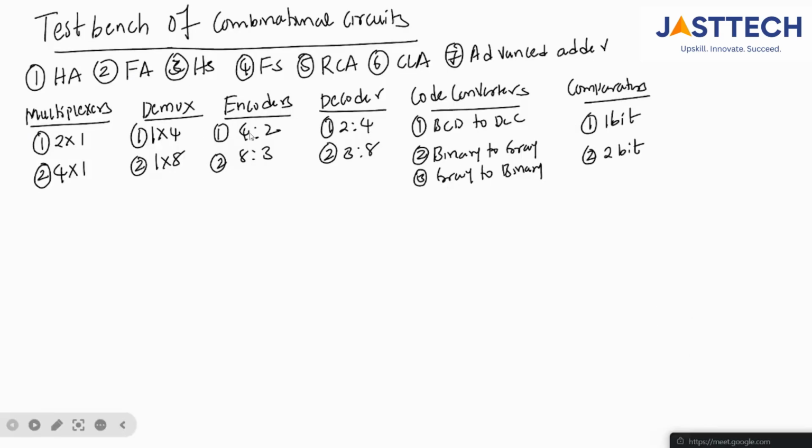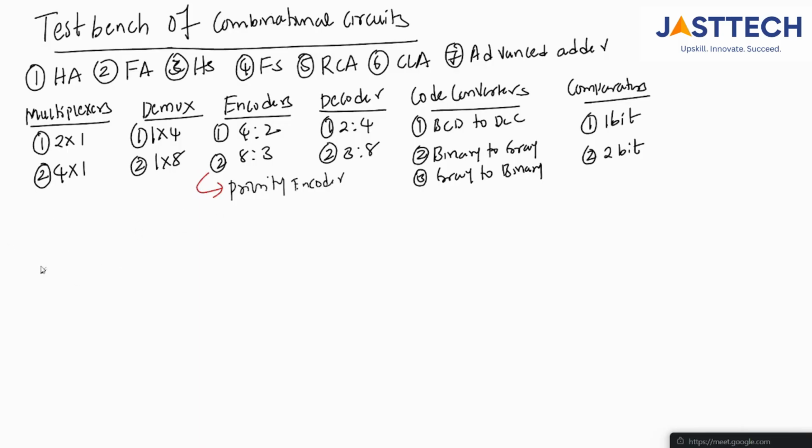So priority encoder. In the encoder, you will study about the priority encoder. So these are the combinational circuits. In the digital, you are going to study about these combinational circuits. Is it fine? Yes, sir.